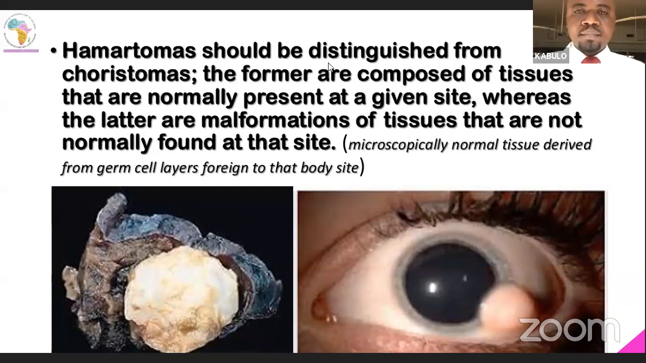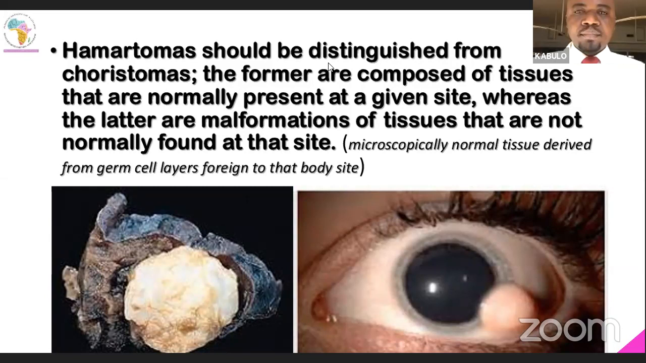Whereas the choristoma, you get malformations of tissue that are not normally found at that site. This is where they are talking about heterotopia. So when you're saying hematomas, choristomas, it's heterotopia. So you get malformations of tissues which are not normally found at that site. They are coming from another place, like microscopically normal tissues derived from germ cell layers foreign to that body.